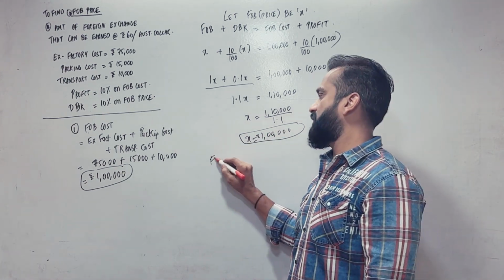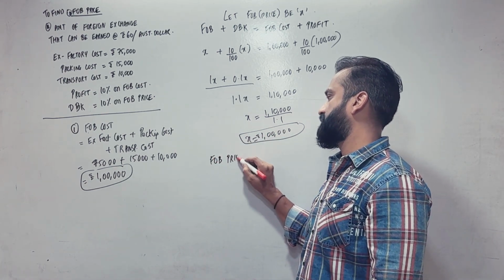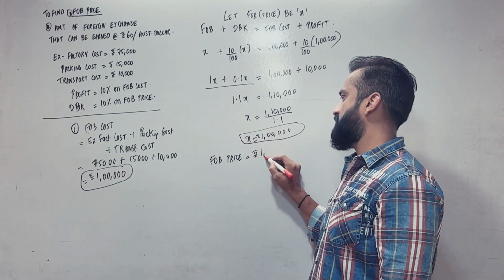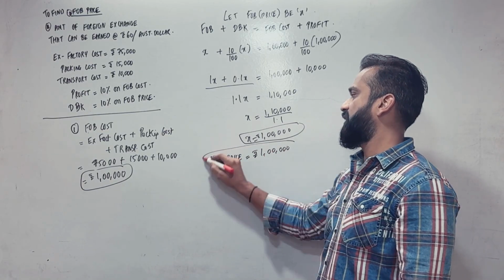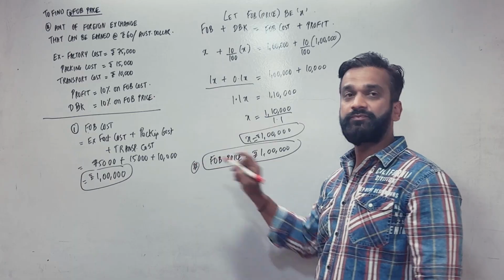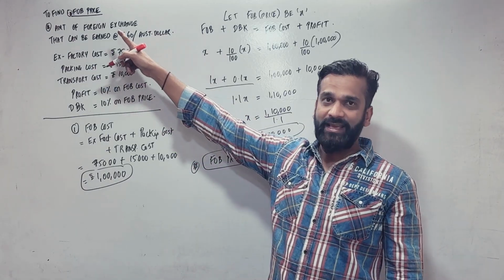Your x is equal to, on the calculator you will get rupees 1 lakh. Therefore, I got the FOB price as rupees 1 lakh. Is this clear? My first answer is clear. We got the FOB price as 1 lakh.